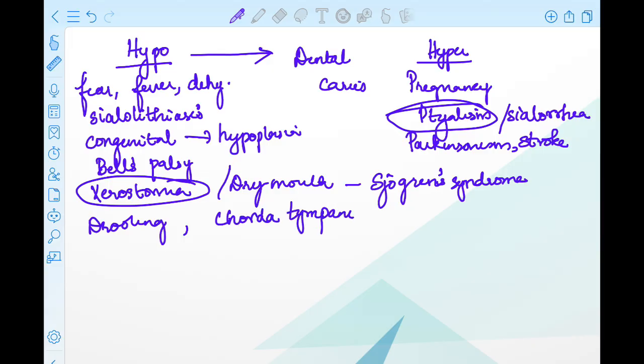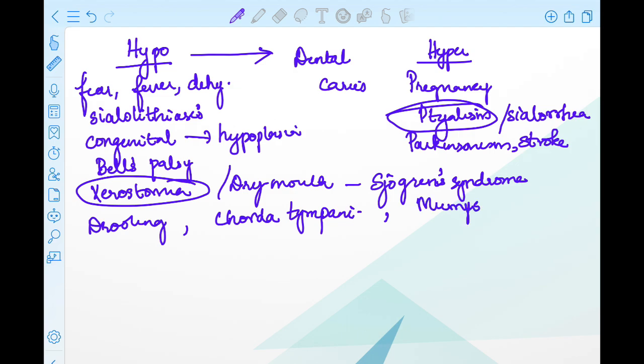Chorda tympani syndrome. This is a syndrome wherein there is sweating while eating, which is due to regeneration of any damaged parasympathetic nerve fibers which join with the sweat glands after any surgical or traumatic injury that occurs. So what happens when we eat? There is sweating.